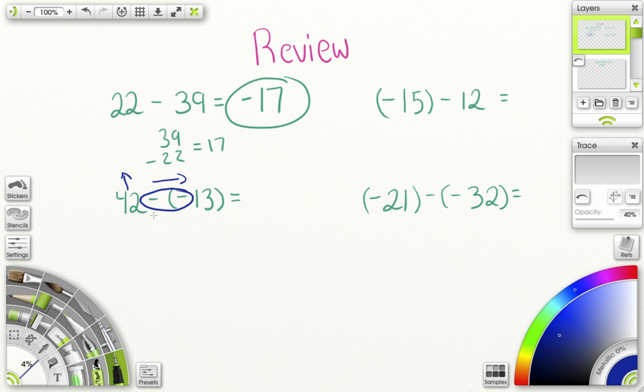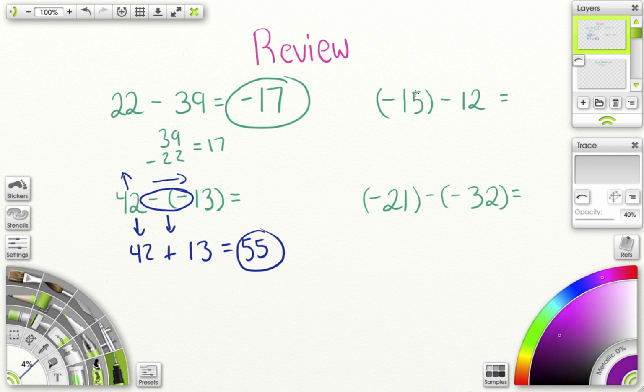So if I have 42 minus negative 13, I am going to go to the right. So what I can do is, remember, these two minus symbols come together to form a plus sign. So I bring down my 42. Those two symbols come together to form a plus, and I bring down my 13. And that's how I can solve this problem. So remember, that applies if your first number is a positive number and then your second number is minus a negative. 42 plus 13 equals 55, or positive 55. And there we are.